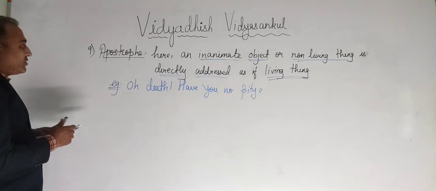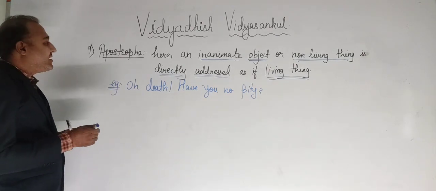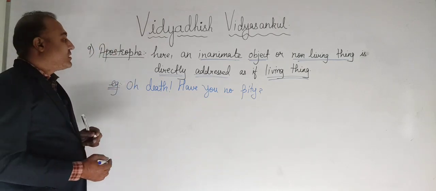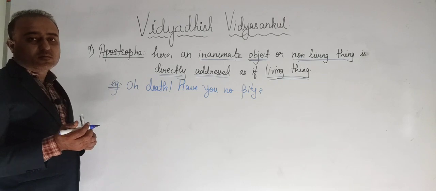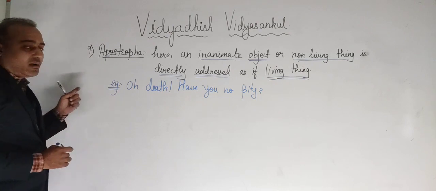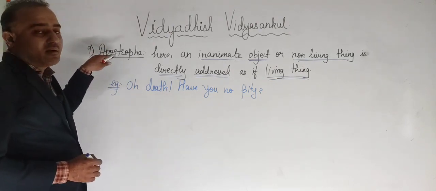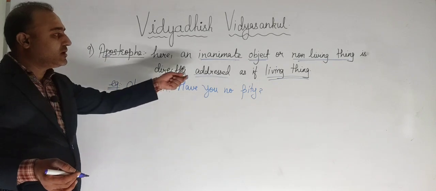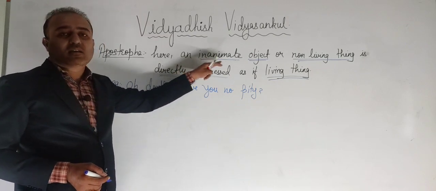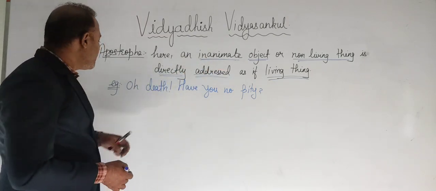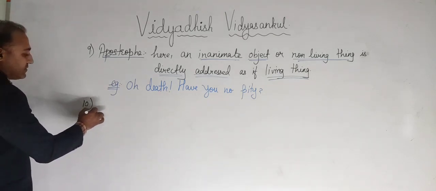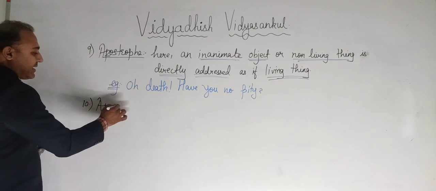So earlier I told you that if you want to remember, you can relate apostrophe with personification. In personification the word starts with P, and again in apostrophe we find the letter P over here. So you can relate that personification is related with non-living things or inanimate objects, and apostrophe also is related with inanimate objects or non-living things. So now let us find out what is Anastrophe. The next figure of speech is Anastrophe.